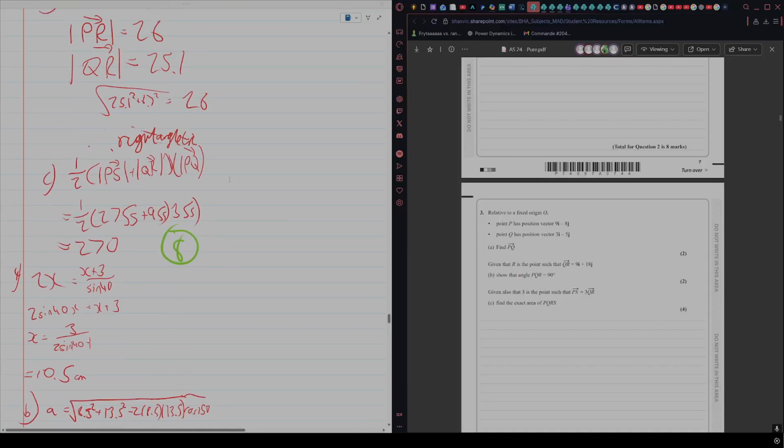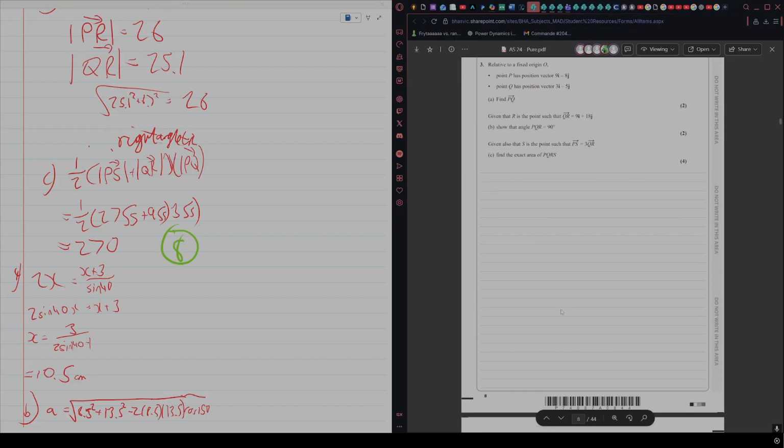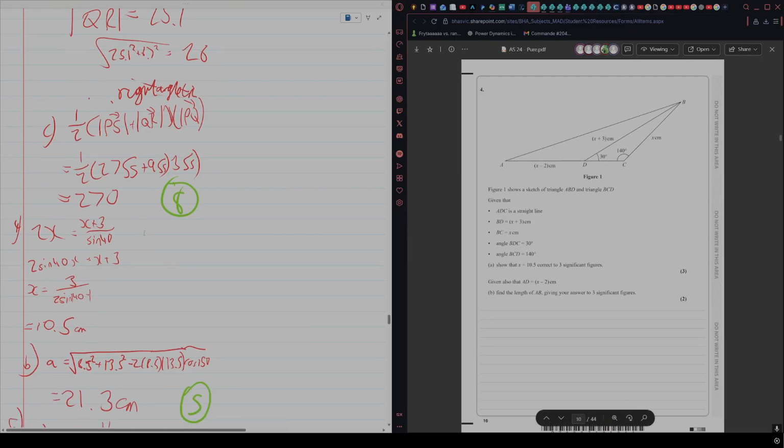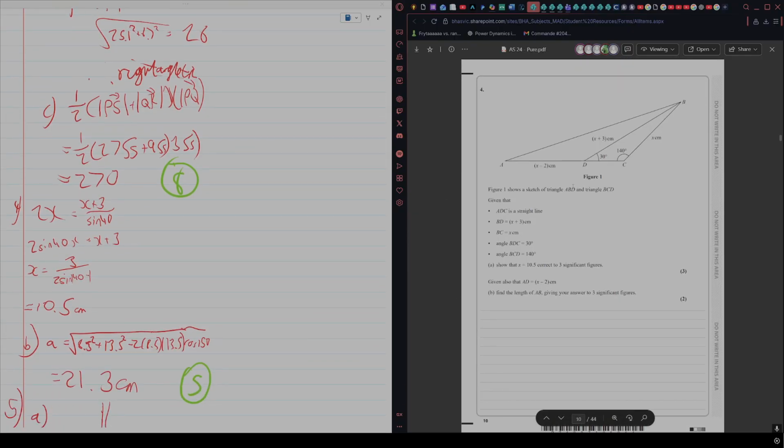And then we can just do all the modular stuff, and then find the area using half base times height or whatever. Again, don't worry if you don't know how to do this question because we haven't done it in class yet. So, next question, we have some trig. Show that x is 10.5.